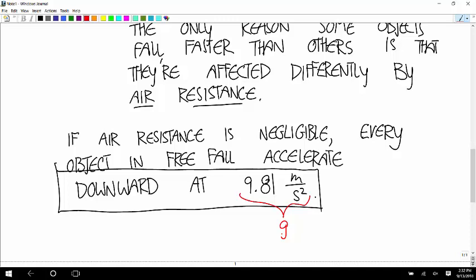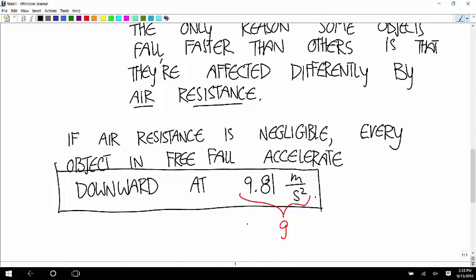So when in Top Gun they say, Goose, we're pulling 7 Gs, that's 7 times that acceleration. And yes, that is on the surface of the Earth, roughly at sea level.